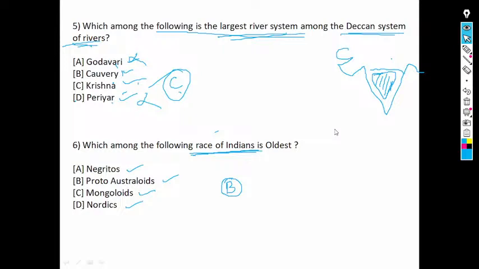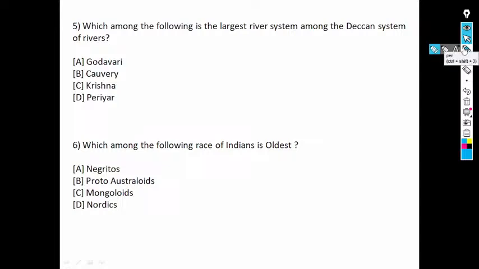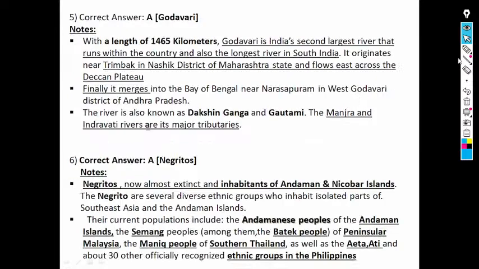Deccan system of rivers. Then it is okay. It is Godavari. Deccan system of rivers, the answer is Godavari, right? Yes, it is Godavari. I'm sorry. And the oldest race is Negritos, not Proto-Australoids. I'm sorry.